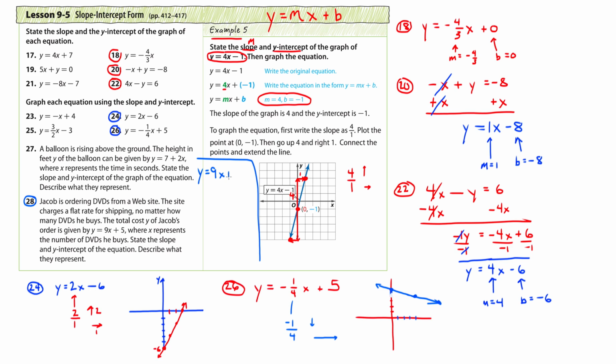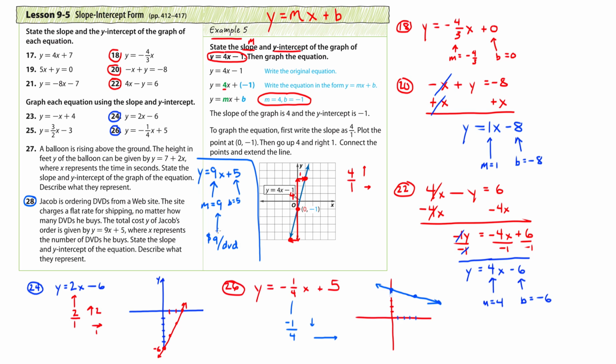The number in front of the x is the slope. So this is my slope. So I would say m equals 9. And then the y-intercept is this 5. So it's 5. B equals 5. And then it says, describe what they represent. Well, the 9 is because x is the number of DVDs, and the cost of those DVDs, it's $9 times how many DVDs. So this 9 right here means that it is $9 per DVD.